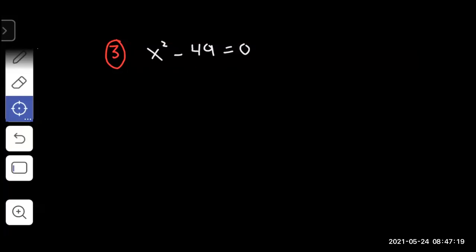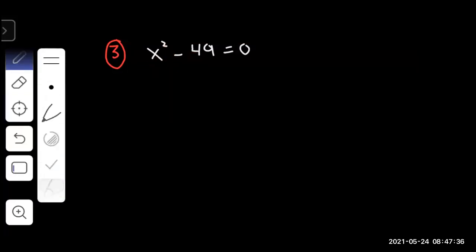Okay, let's have a look at number 3. Let's suppose that you have this. Efrain just told me, Mister, we can move this 49 to the other side and x squared, and I put a square root. Yes, Efrain, that is the easiest way to solve this one, but I want to cover another method. And that is, guys, when we factor this binomial, can you represent this binomial as a multiplication?